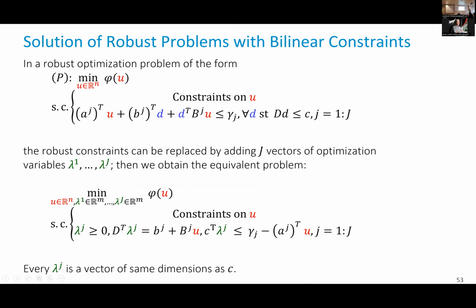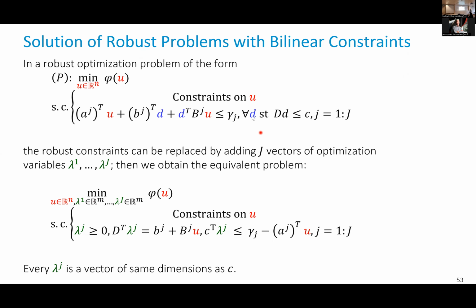So if I put everything together, here is the recipe. If I have a robust optimization problem with bilinear constraints, I can solve it by adding one vector of dual variables of size C here for every constraint. So there are capital J such vectors that I add to the optimization variables. And then I still have the same optimization function, the same constraints on U, but the robust constraints here are transformed into other constraints, which are hard to make sense of, it's possible but it's a lot of work. So we look at them as pure mathematical transformation.